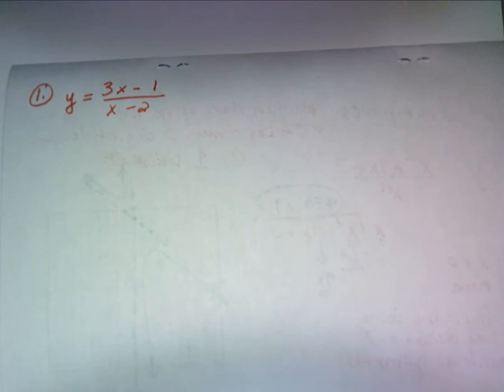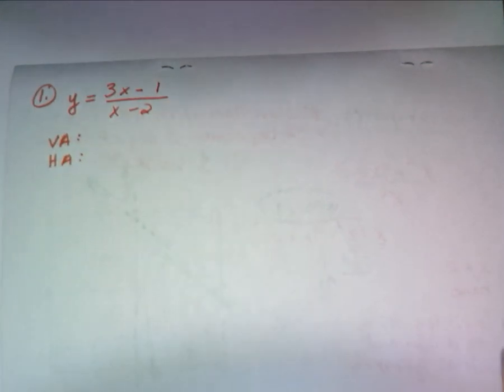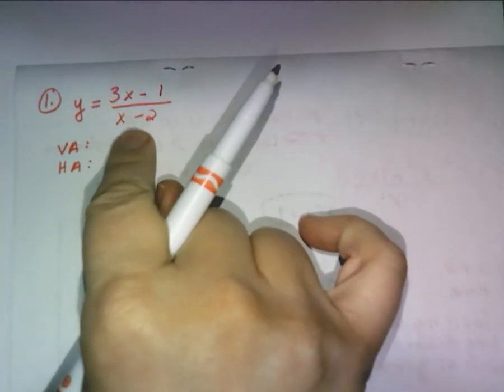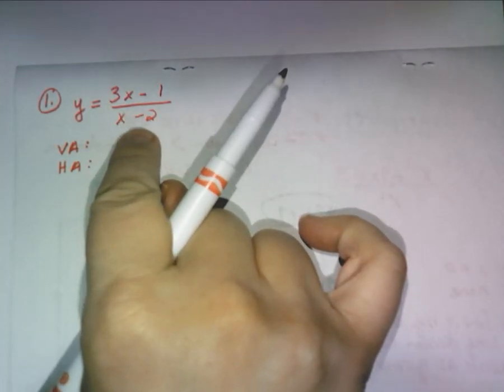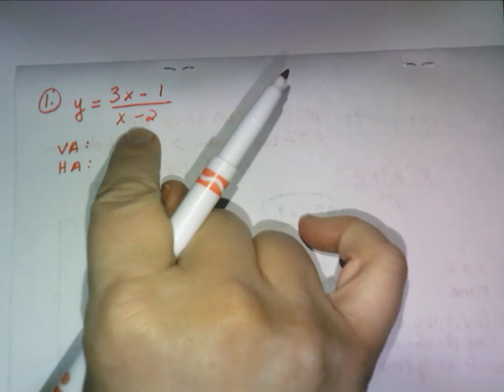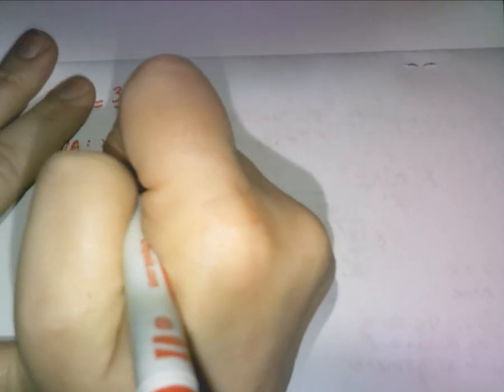I mean, we've tested you on domain. You should know how to do domain. All right, but here's what I want. I want VA and HA written over here on the side. Okay? So you're going to start with your VA. Vertical asymptotes, you do what? Set the denominator to 0. When is that denominator going to be 0? 2. So x equals 2.